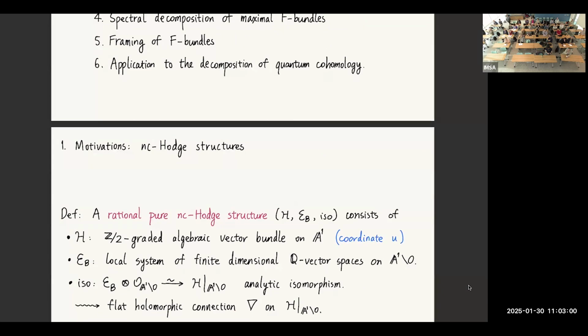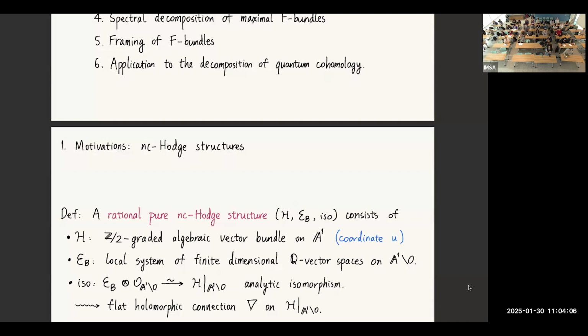Yeah, so the motivation for F bundles really comes from these non-commutative Hodge structures proposed in the paper by Katzarkov, Kontsevich, Pantev. I don't know if you know the definition, but it's kind of long. A rational pure non-commutative Hodge structure consists of three things. First, a Z2 graded algebraic vector bundle H on A1, and we put coordinate u for A1. Then we also have some local system of finite dimensional Q vector spaces on A1 minus 0. Then there is some compatibility between the local system and the vector bundle. We say that the local system generates the vector bundle in the sense that we have an isomorphism between the local system tensored with the sheaf of functions and the vector bundle outside 0.